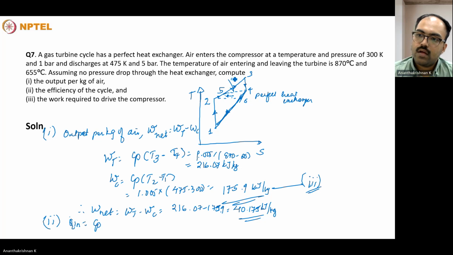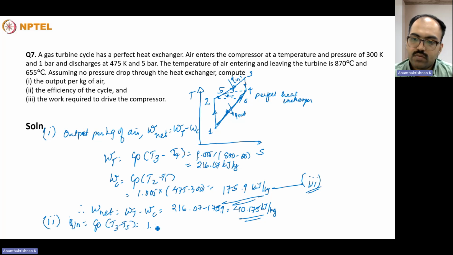It will not start from 2, because a portion of the total heat input will be taken care of by the preheater. So that will be equal to Cp into T3 minus T5. This is 1.005 into 870 minus 655. That is 216.07 kilojoule per kilogram.